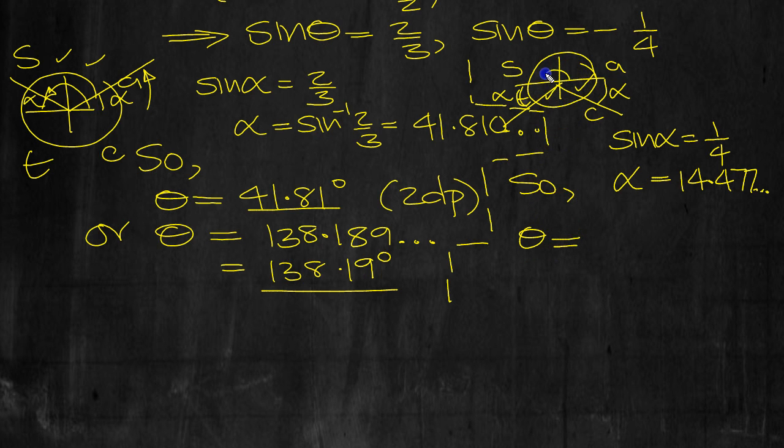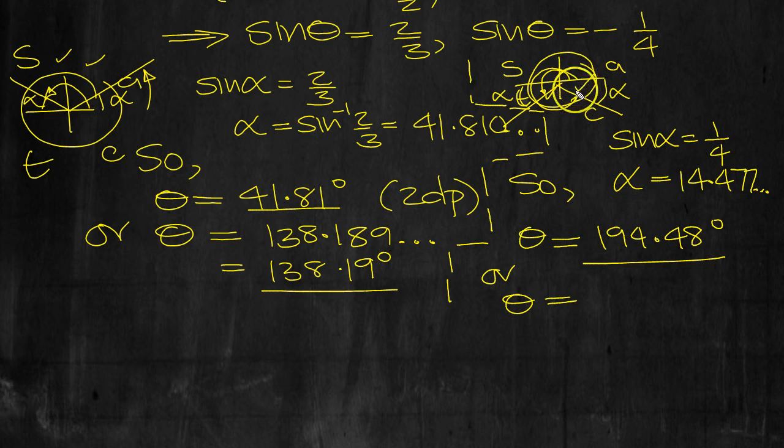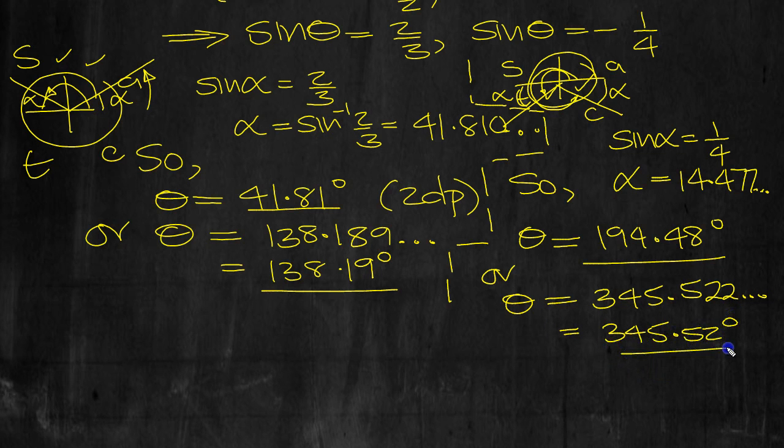Okay, let's go around and get the first one, which is right round to here. 180 plus that was 194.48 degrees. Or theta is equal to, let's go around the other one then. We go right round to here, which is round 360 back that much. 345.522, which is equal to 345.52 degrees. So there's our 4 solutions.